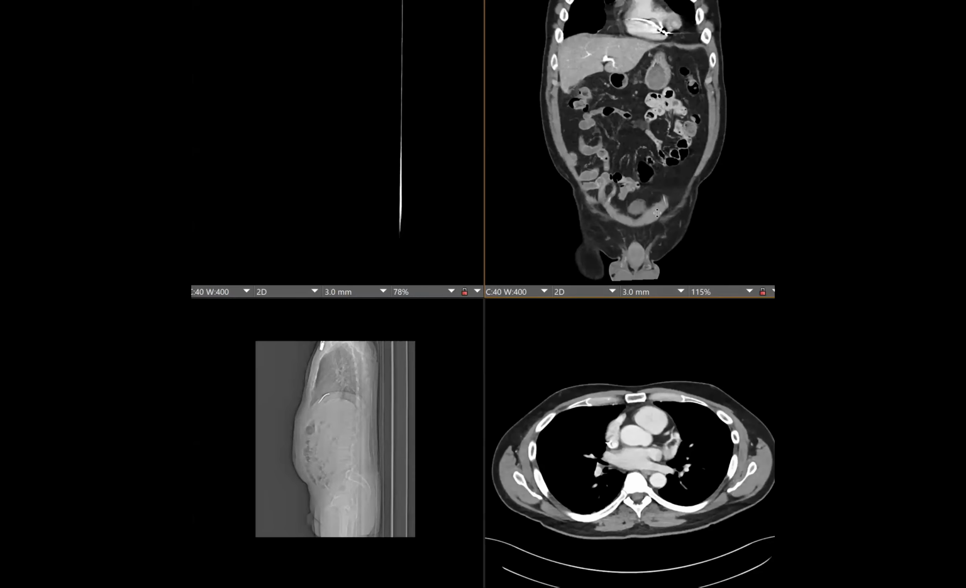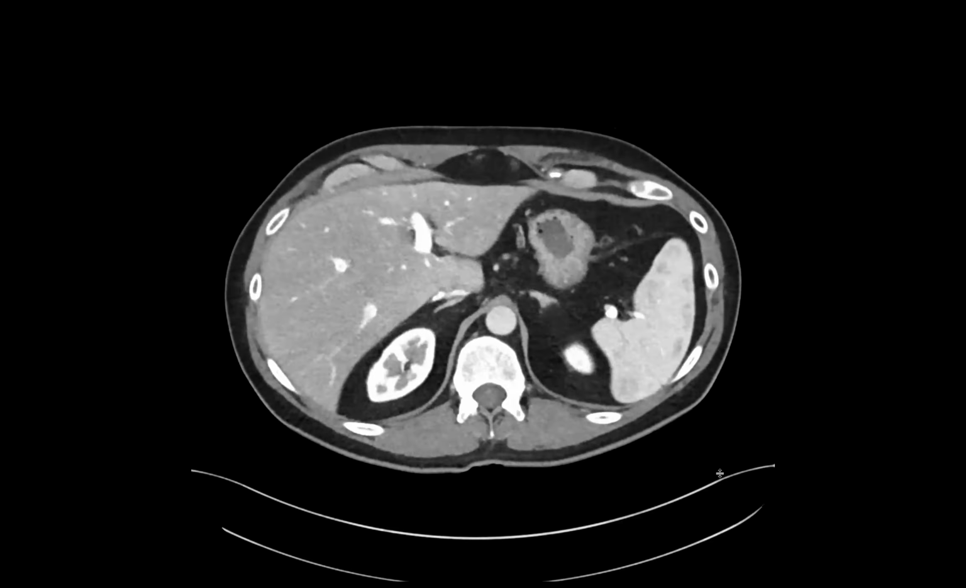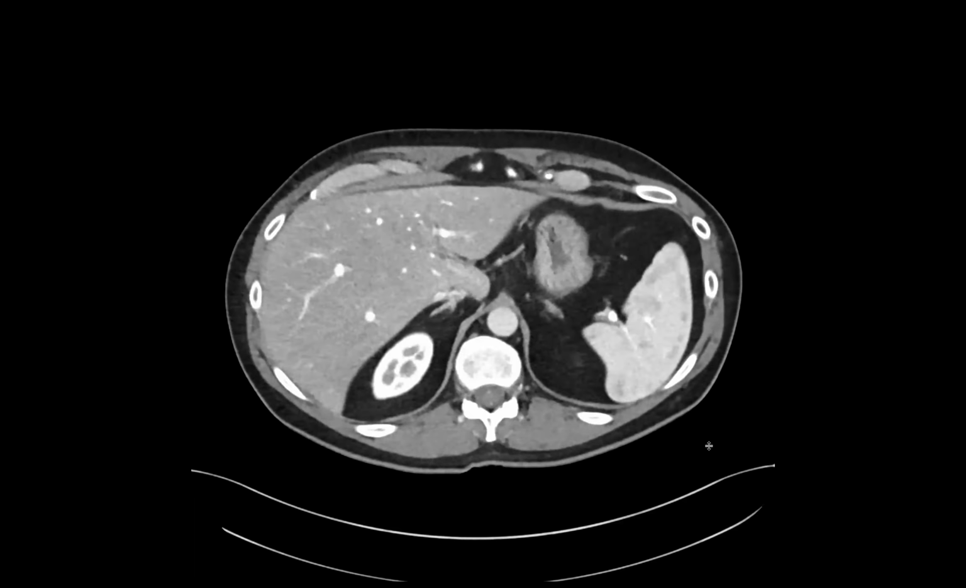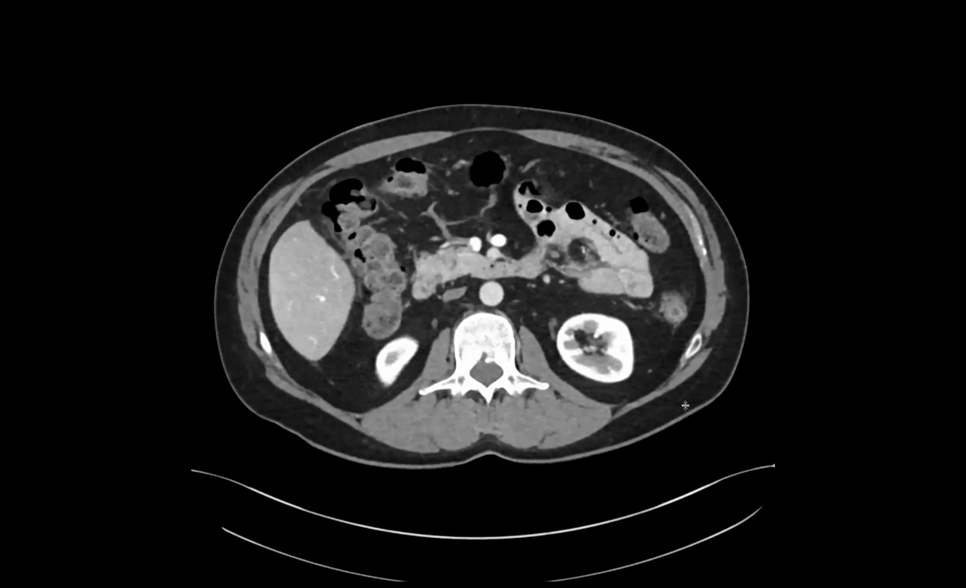This patient is a week post-op from cholecystectomy and came in with right upper quadrant abdominal pain. Easy ED visit.